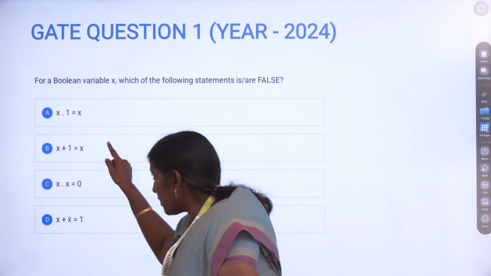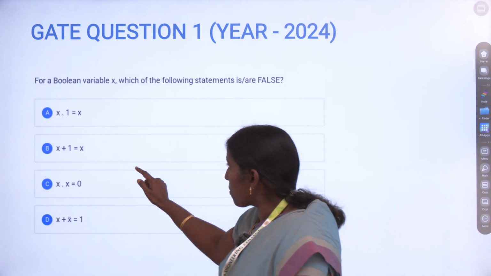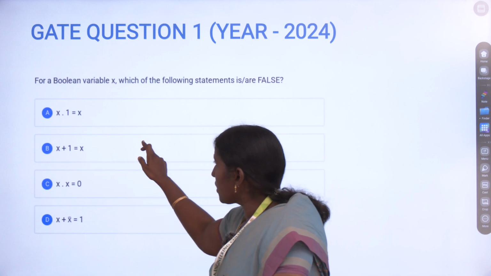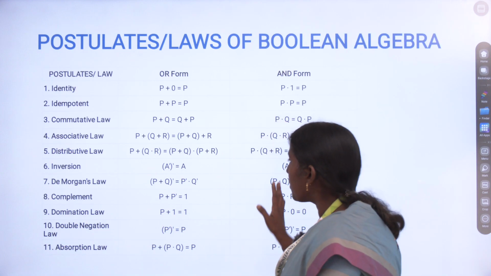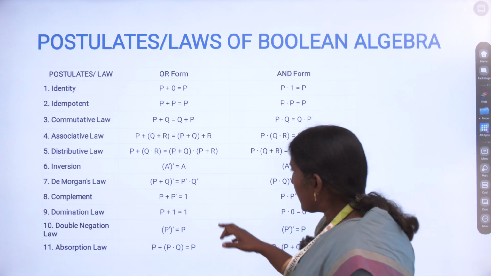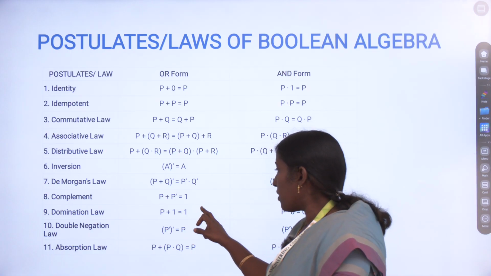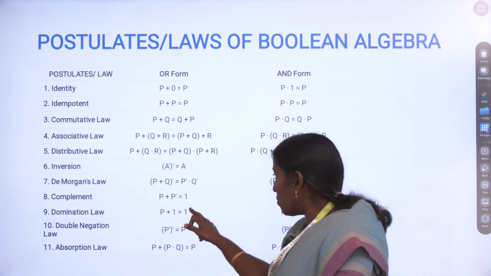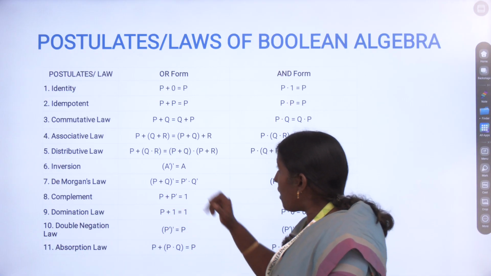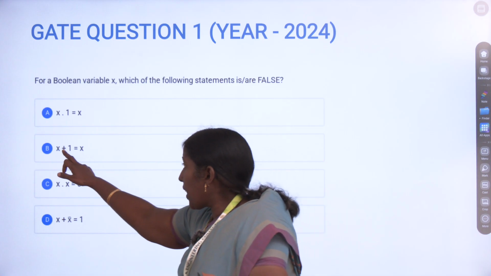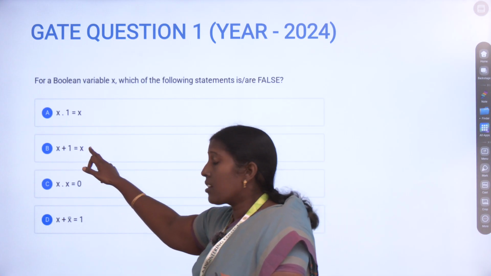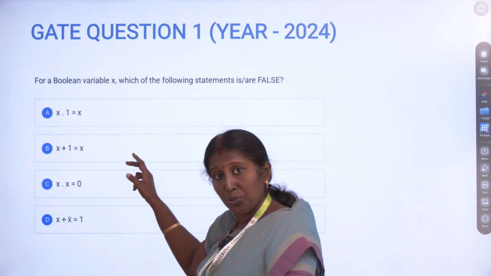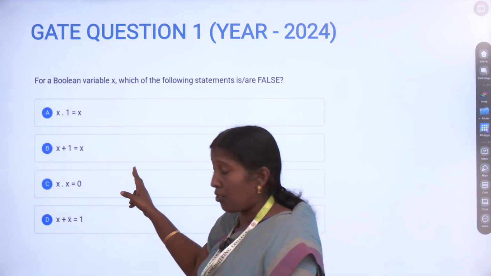Let us compare the B option. The given choice is x plus 1 equal to x. That is relevant to domination law. So p plus 1 is equal to 1, but our choice is x plus 1 equal to x. So it is very clear that B option is wrong, because it is not going to satisfy the domination law.